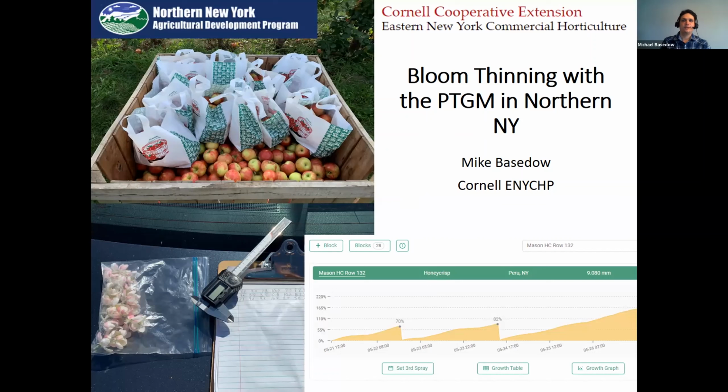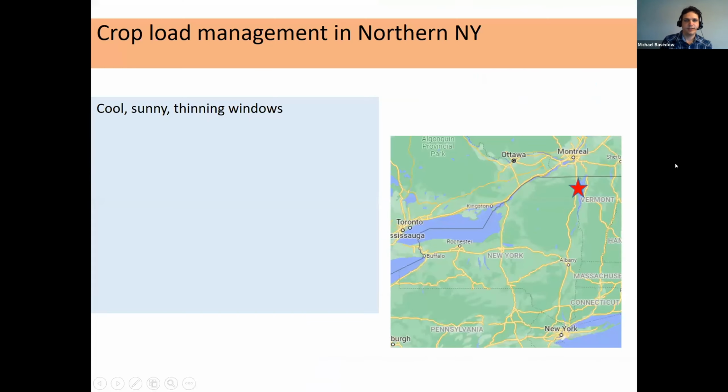For my presentation, I just want to tell you a little bit about the applied research I've been doing here in the Champlain Valley over the past 2 years using the pollen tube growth model. So just a quick background on crop load management here in Northern New York. Generally during our typical petal fall and 12 millimeter thinning season, we do tend to have fairly cool sunny weather.